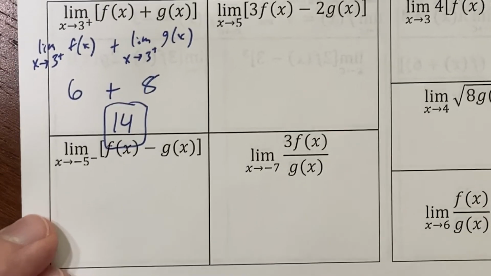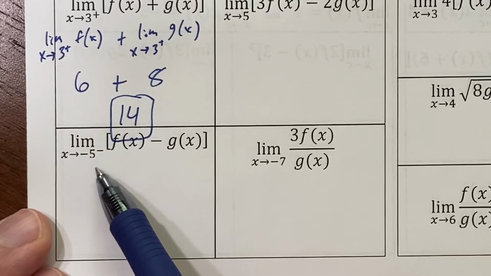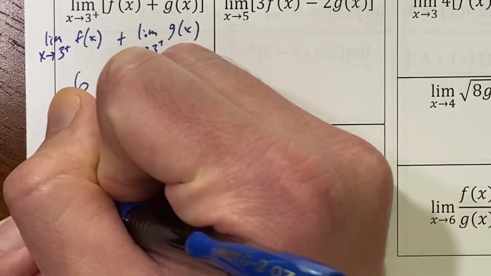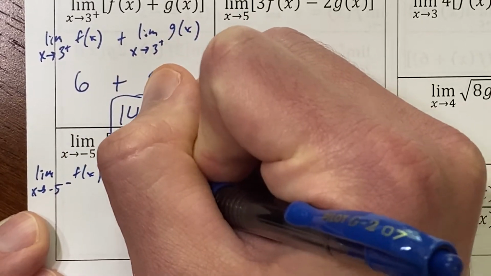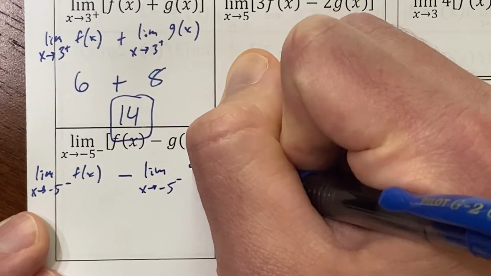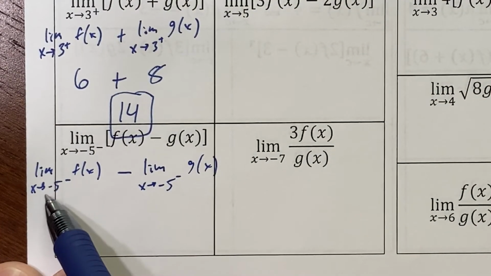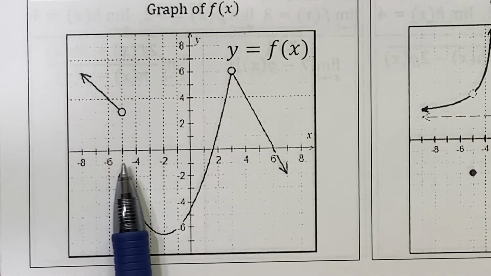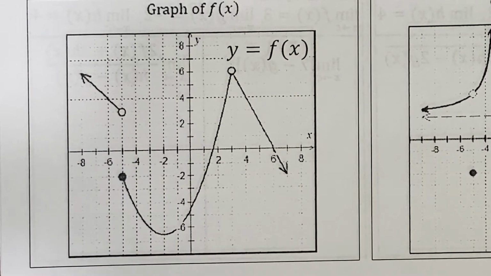Let's slide down. Let's just do this one. The limit as x approaches negative 5 from the left. Okay, so once again, we could write this like this. I don't want to write it like this, but I'm going to. The limit as x approaches negative 5 from the left of f of x minus the limit as x approaches negative 5 from the left of g of x. Okay, so let's find this. The limit as x approaches negative 5 from the left of f of x, as we're approaching negative 5 from the left, it looks like we're getting closer and closer to 3.